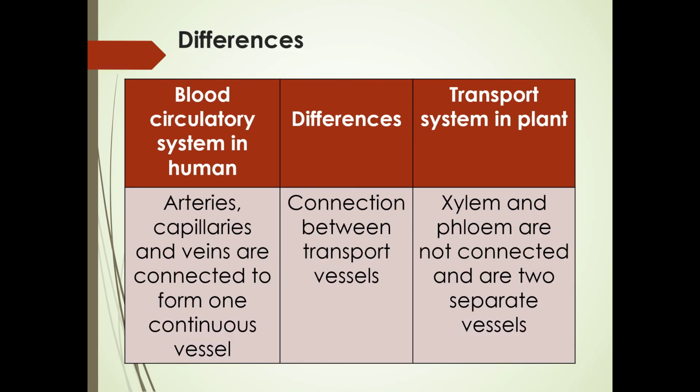Alright, and then the next one is the connection between the transport vessels. Artery, capillaries, and vein are connected to form one continuous vessel. That is for the human. But for the plants, xylem and phloem are not connected. So there are two separate vessels. Xylem only carries water, phloem only carries food. So they are not connected with each other. So that's the difference.